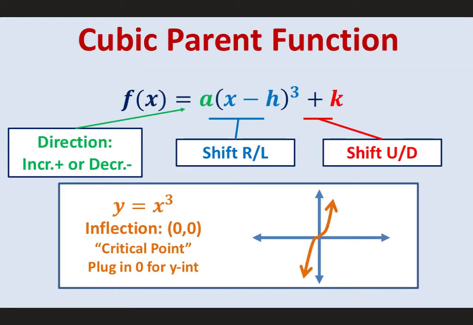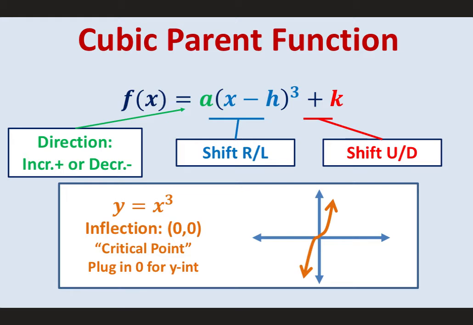All right, so this is our generic parent function right here. F of x equals a outside of the parentheses and then x minus h cubed plus k. Very similar to our quadratic vertex form, except this is a cubic. A determines the direction. If our a value is positive, then what that means is that our cubic function is going to be increasing.